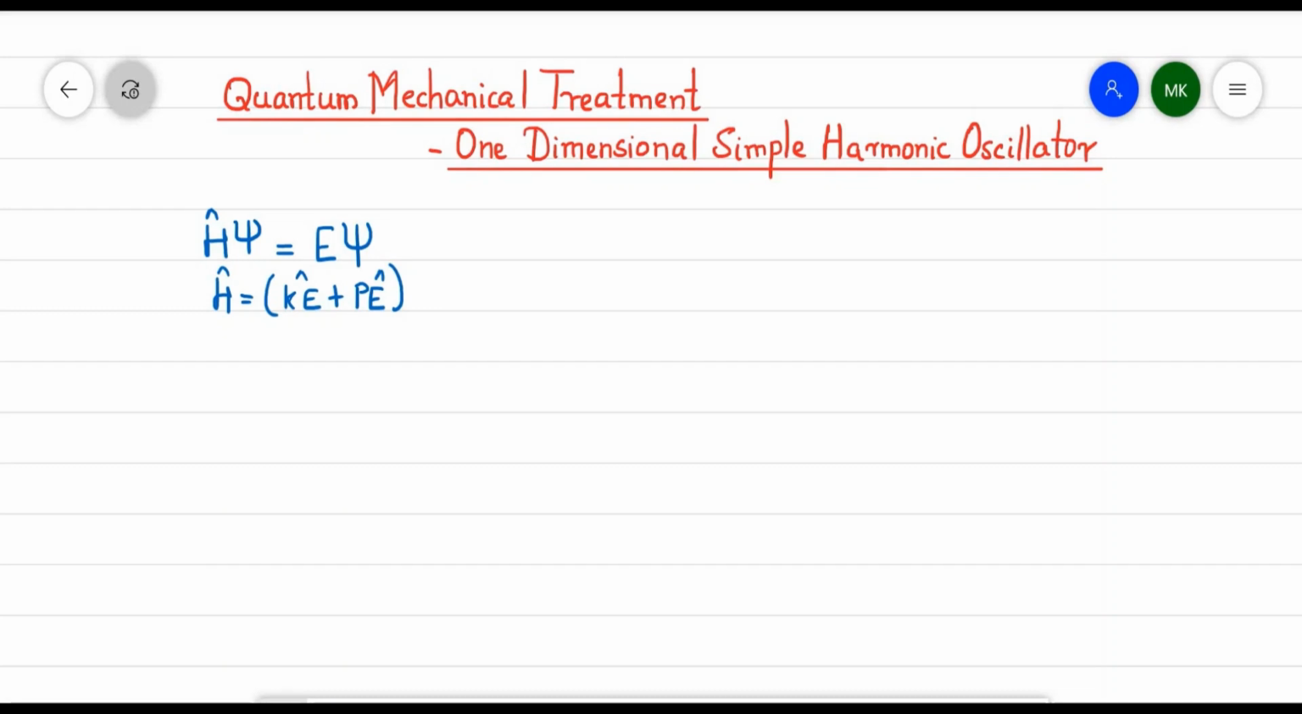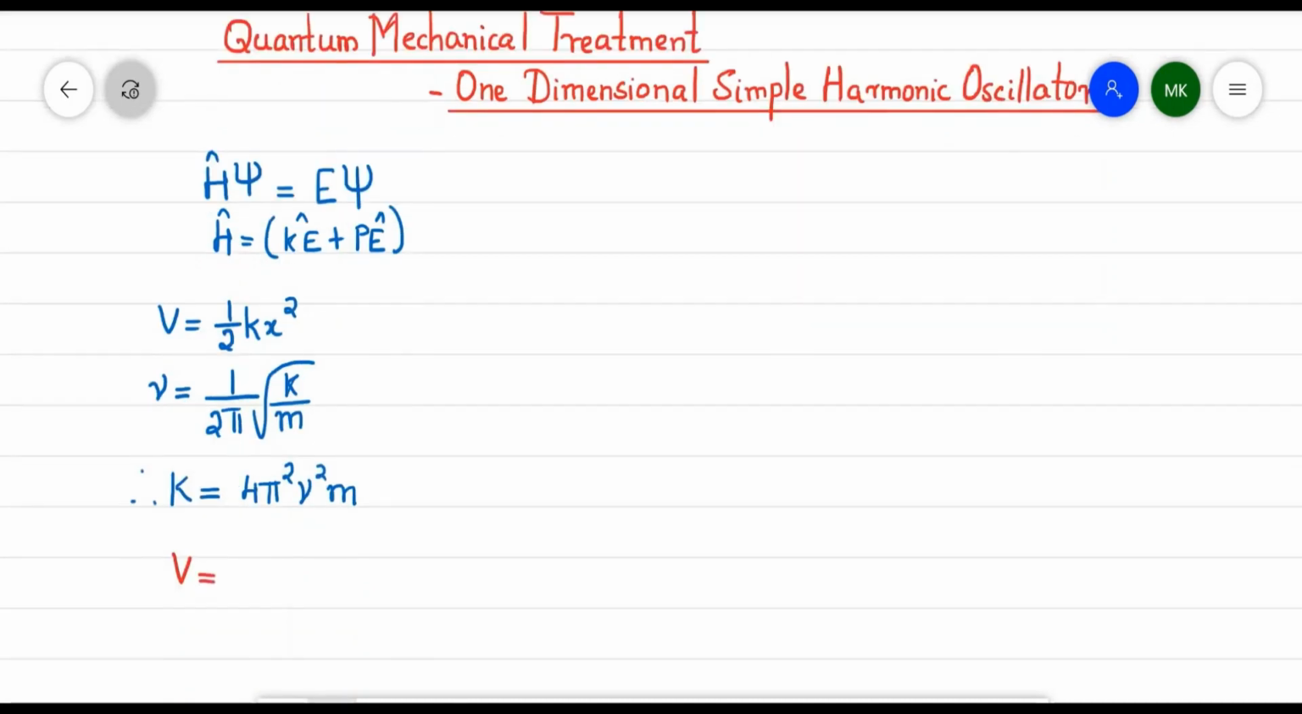In the case of a simple harmonic oscillator, the potential energy V is equal to half kx squared. And the frequency of oscillation nu equals 1 by 2 pi root of k by m. Therefore, k equals 4 pi squared nu squared m. Substituting the value of k in V, we get V equals 2 pi squared nu squared m x squared. This is the value of the potential energy operator.